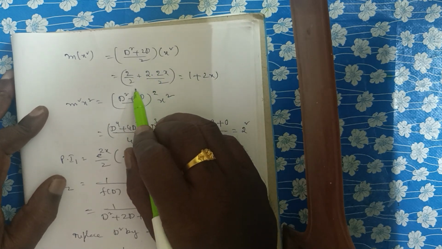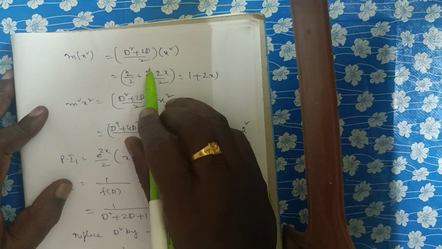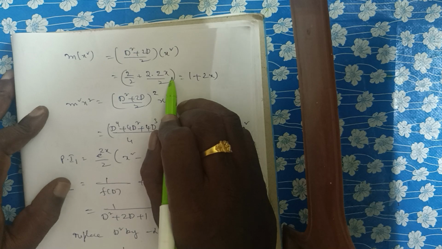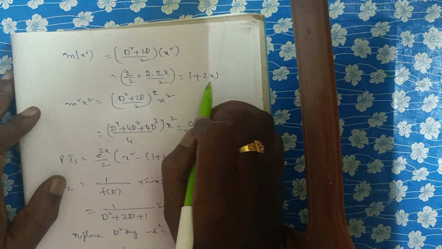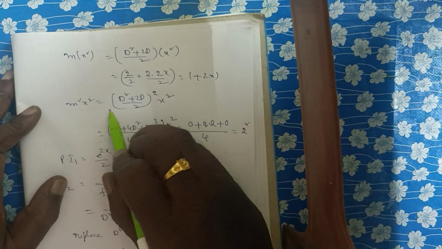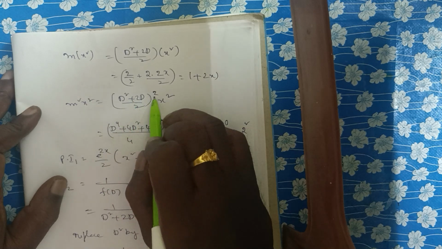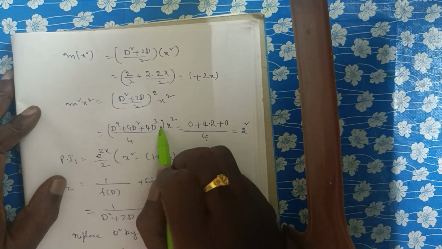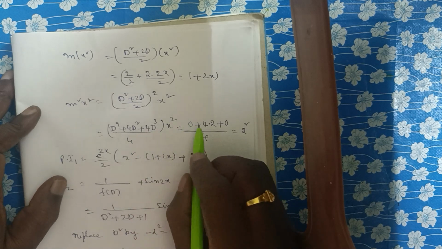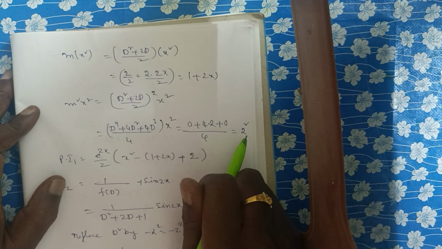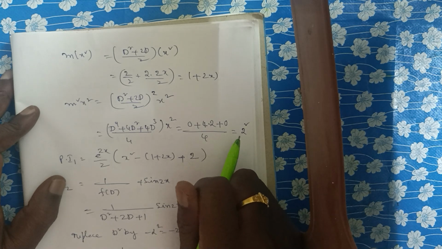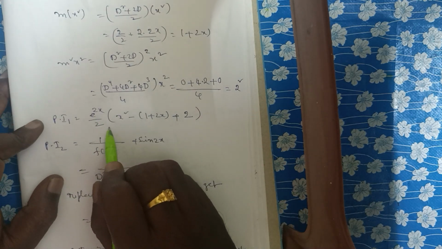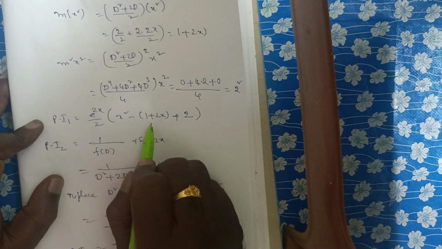D² of x² is 2, and 2D of x² is 4x. Then m² x² = (D² + 2D)² x² = (D⁴ + 4D³ + 4D²) x², which gives 4 times 2, that is 8. So substituting all the values, PI1 is equal to e^(2x) times (x² - 4x - 2 + 8).